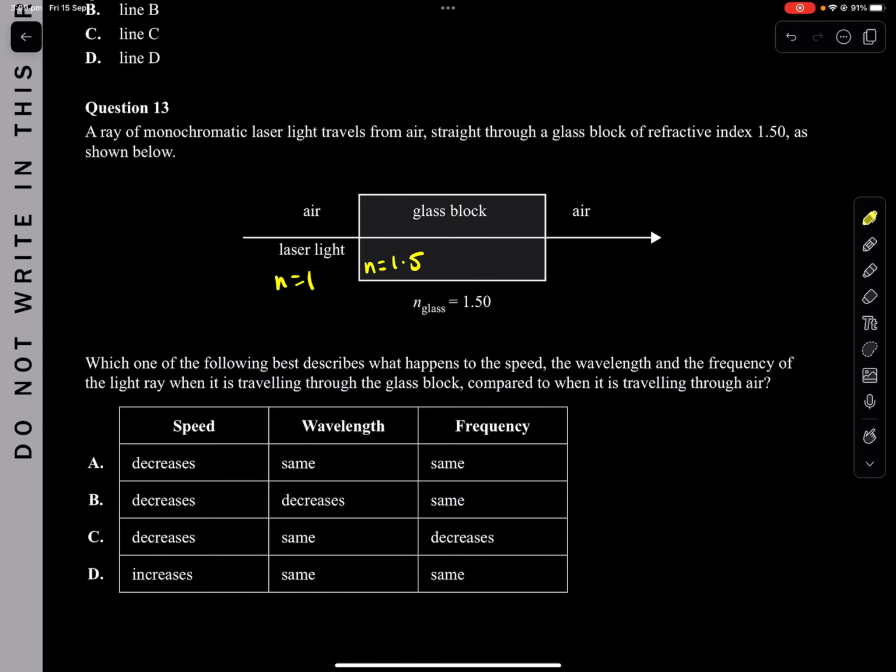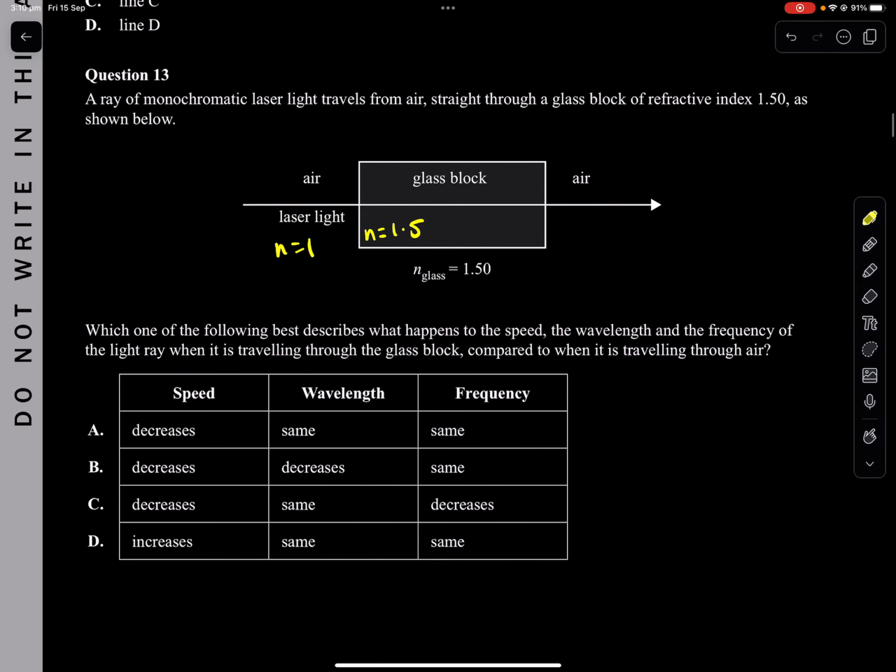Now, I'm going to give you this hint. Every student should know this. When light is traveling through different refractive indexes, the frequency is constant. It never changes. That's what you should always know. Be careful. They will try to trick you. They'll say frequency changes. No, frequency does not change.